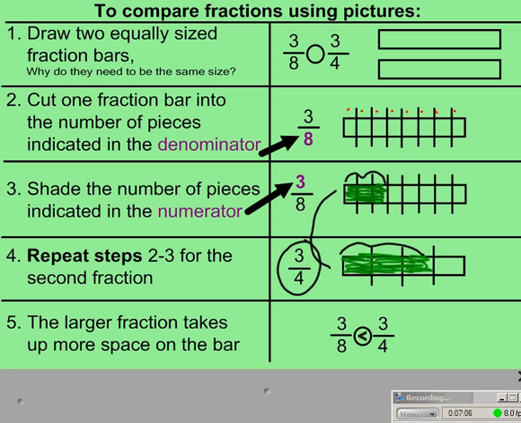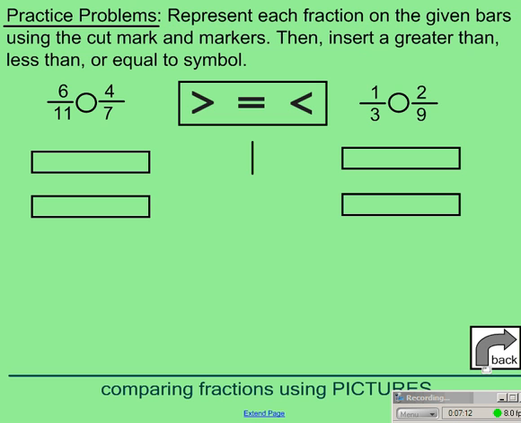And there are some fractions that this works better with, but this is also another strategy you can try. On this one, we have 6/11 and 4/7, 1/3 and 2/9. Once again, these two questions will be on your quiz. Solve them in your Cornell Notes book, and you will answer them at the end on the quiz.